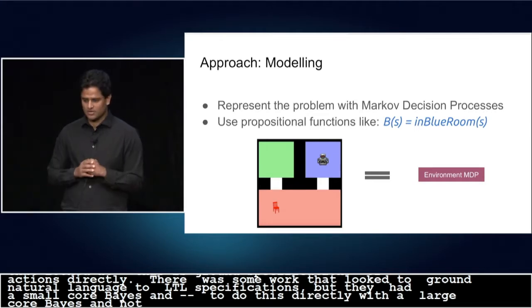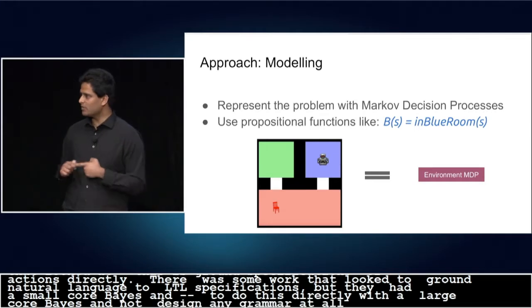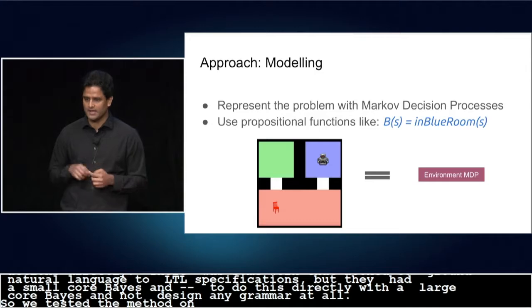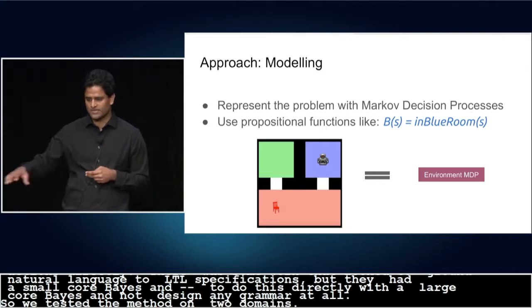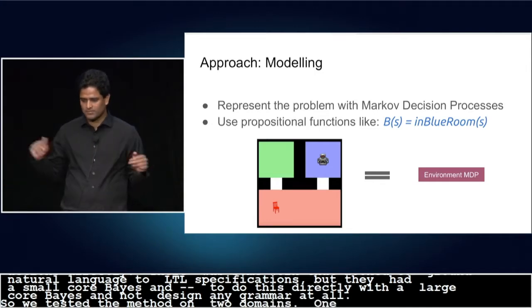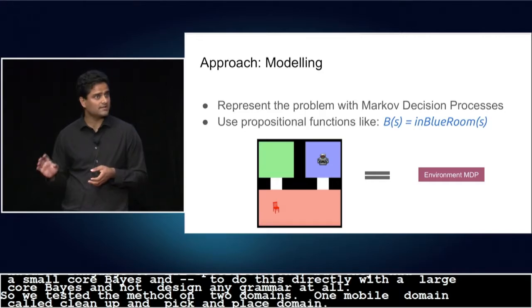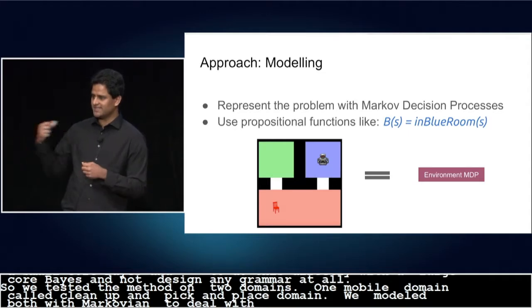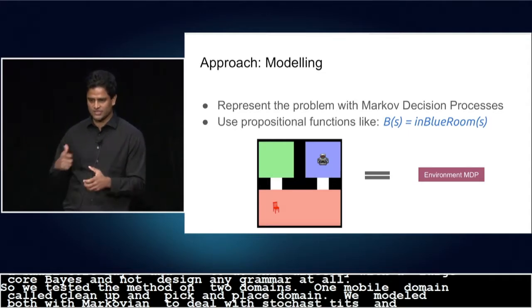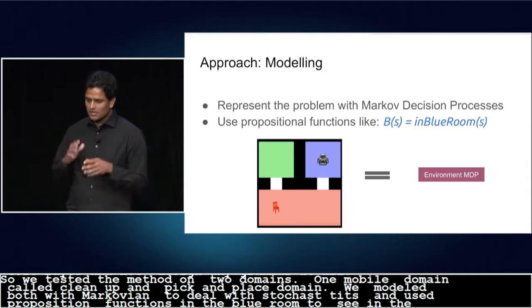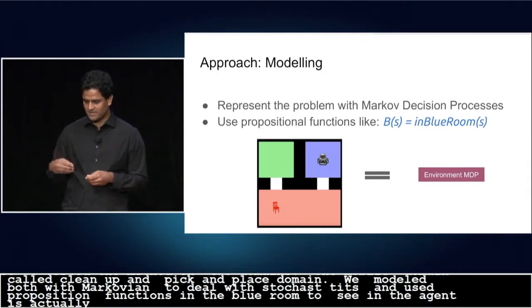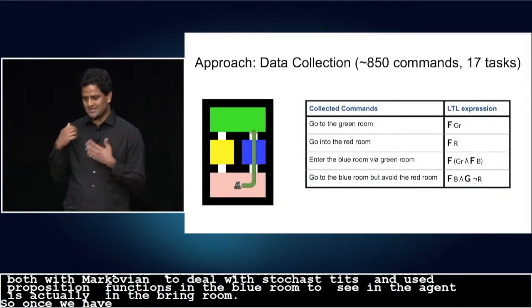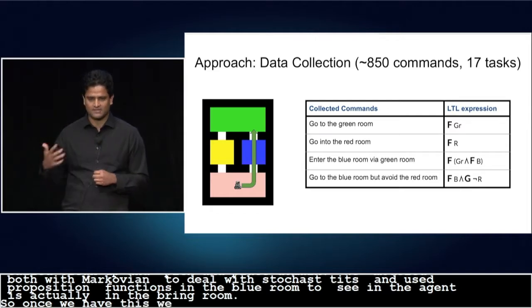So we tested our method on two domains. One was a mobile manipulator domain called cleanup, and the other one was a simulated pick-and-place domain. We modeled both of these tasks with Markov decision processes to deal with stochasticity, and we used proposition functions like in the blue room to test particular states of the world to see if the agent is actually in the blue room. So once we have this environment MDP, we then collected data on these MDPs on Amazon Mechanical Turk.